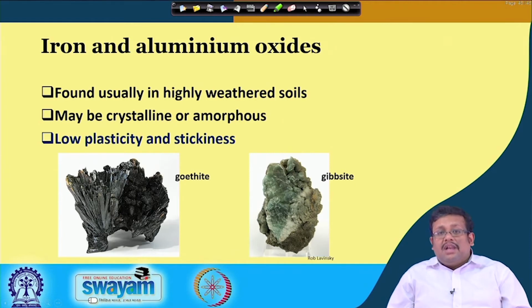The third major class of soil colloid is iron and aluminum oxides, and they are basically found in highly weathered soils, and they may be crystalline or sometimes amorphous, and they have low plasticity and stickiness. So you can see some iron and aluminum oxides. Goethite is one of the major iron oxides present in the soil, as well as gibbsite, which is one of the major aluminum oxides present in the soil. So these are also considered soil colloids because they show the different types of properties generally shown by colloids.